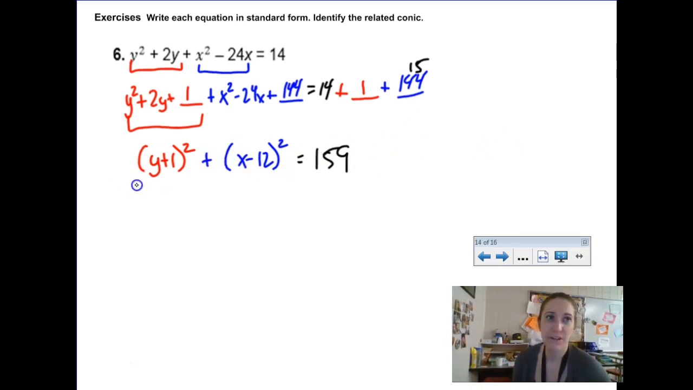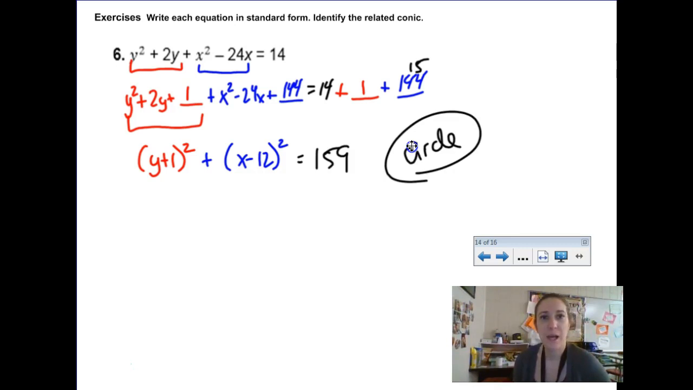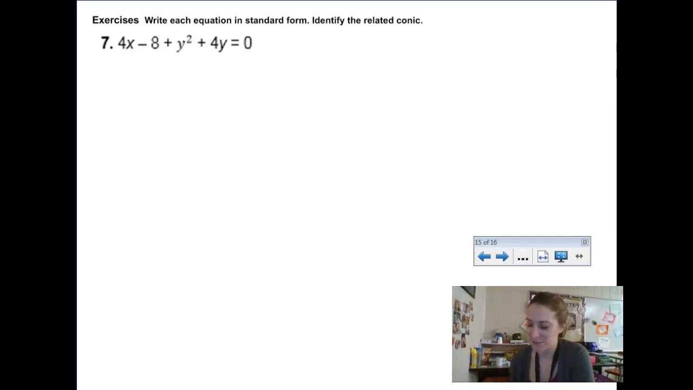There's no values in front of these factors to divide by, so we have a good old circle. Because the distance is just going to be the length of the radius, which is square root of 159, which is gross. Good thing we don't have to graph it. Alright, this next one, same direction.